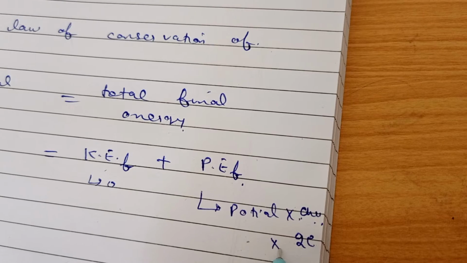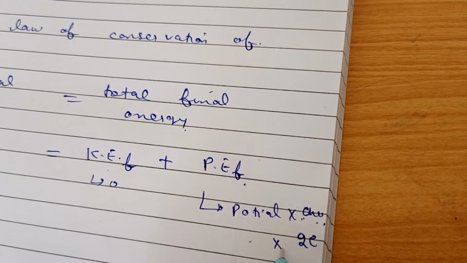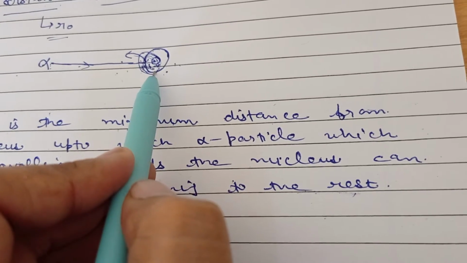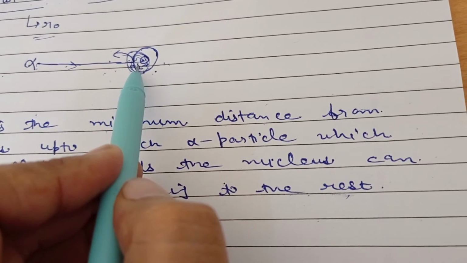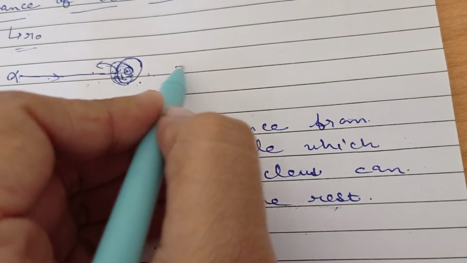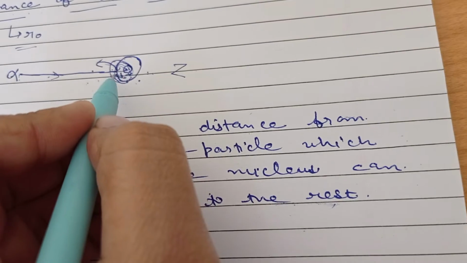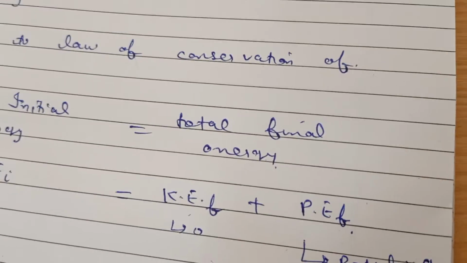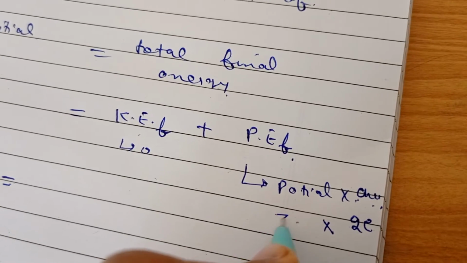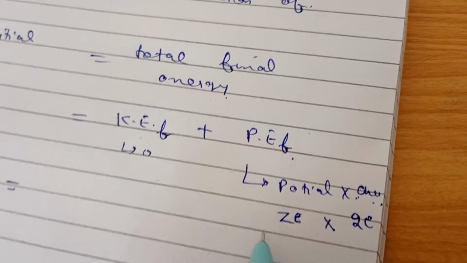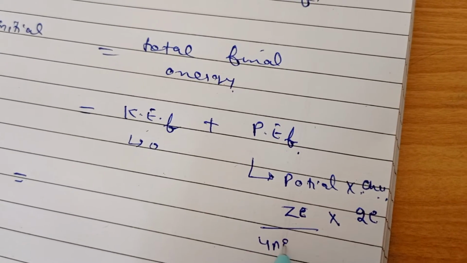What is the potential? How can you calculate potential? Q over 4 pi epsilon naught r. In this case Q will be the charge on the nucleus. For example, it is not gold, it is some other atom whose atomic number is Z, so what will be the charge on the nucleus? The charge on the nucleus will be Ze. So in the place of Q, here will be Ze over 4 pi epsilon naught.